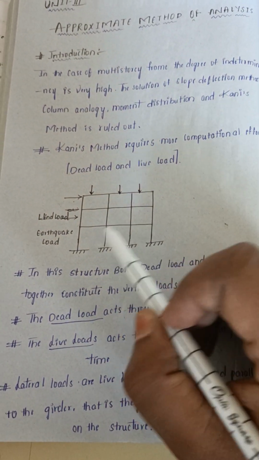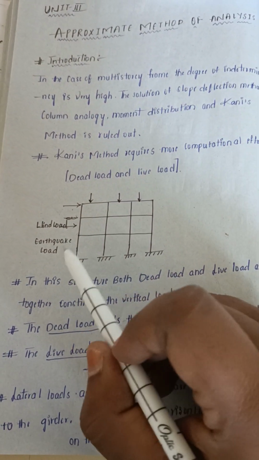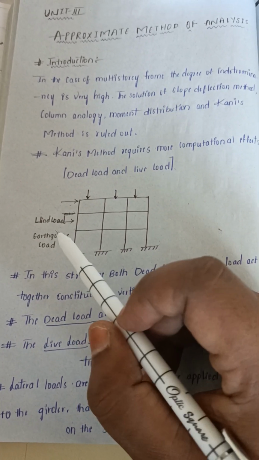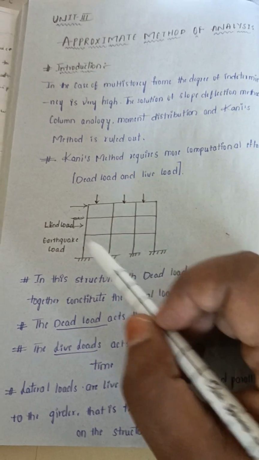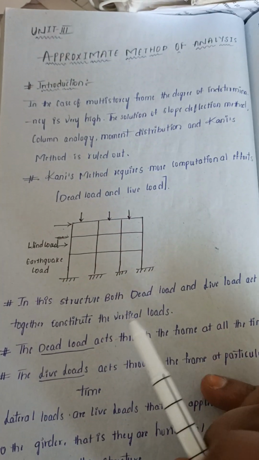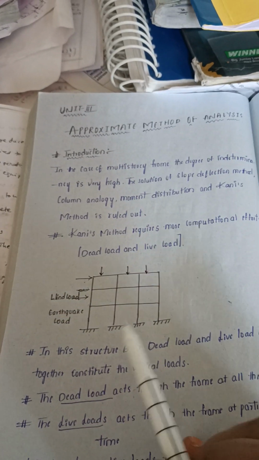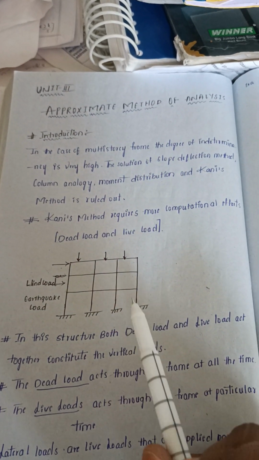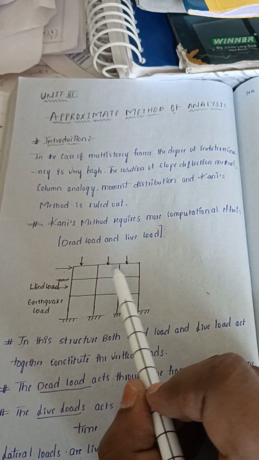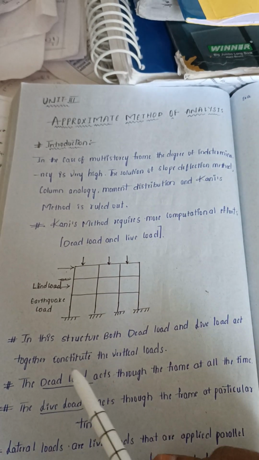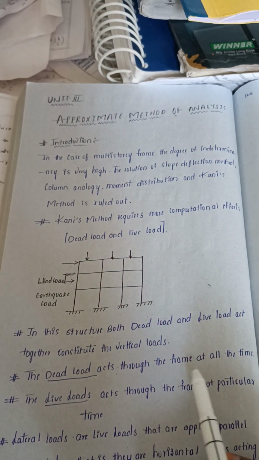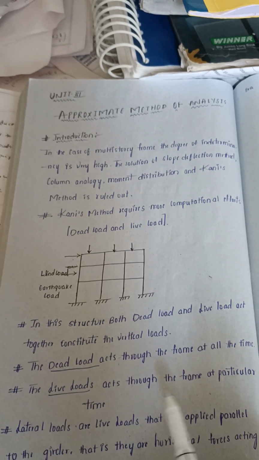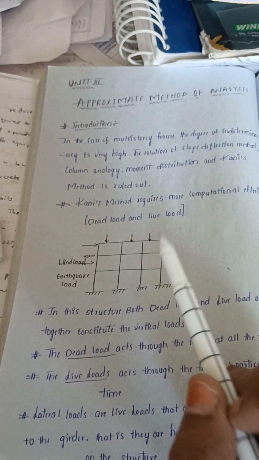You can see the multi-story frame here with live loads, dead loads, and horizontal forces, lateral forces, also earthquake loads, vertical loads. You can see in this figure. In this type of structure, both dead loads and live loads act together, constituting the vertical loads. The dead loads and live loads will act on each beam as well as column. The dead loads act through the frame all the time. Dead load will be there all the time. The live loads act on the frame at a particular time. Live load will act at a particular time only.